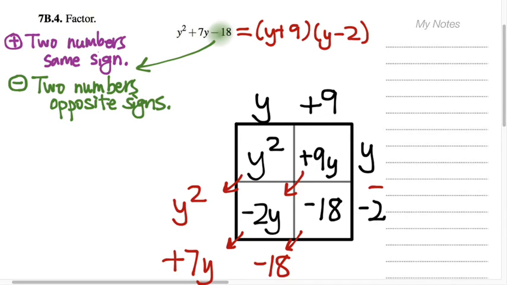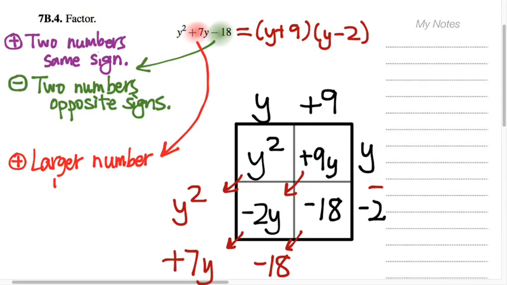Second, let's try and pull some lesson out of the sign of this coefficient, the coefficient of the first order term here, positive 7. What does the fact that that is positive tell me about the two numbers that are going to win my sum and product game? That the larger number is going to be positive. Yeah. That the larger number, the number with a larger absolute value, is going to be positive.